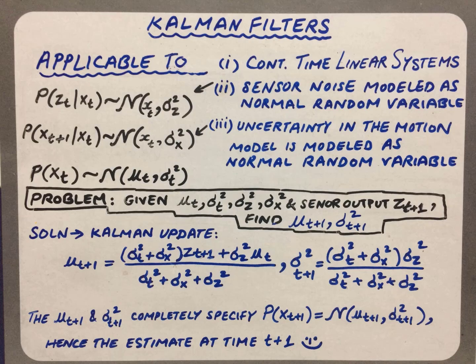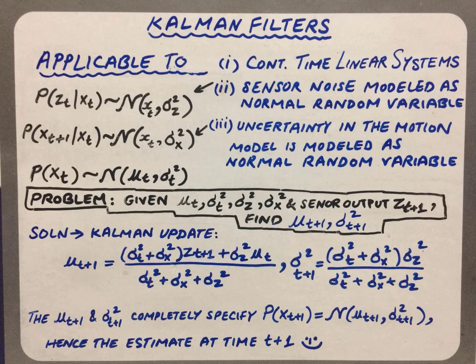So after doing some mathematics, which you can find in the textbook, I'm going to write down the end result that we want to discuss over here. That mu at t plus 1 can be written in the form of sigma t square plus sigma x square multiplied by zt plus 1. Now what is zt plus 1? Zt plus 1 is the sensor output at time t plus 1, plus sigma z square mu of t, divided by sigma t square plus sigma x square plus sigma z square. So all the variances are added up and appear in the denominator.